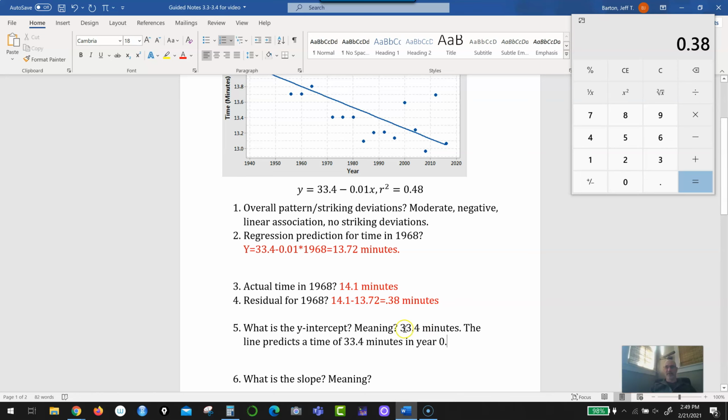All right, so like a lot of intercepts, this does not make any physical sense for the problem. So the meaning is with 0 years, you would get a time of 33.4 minutes, but it doesn't make sense in the context of the problem.